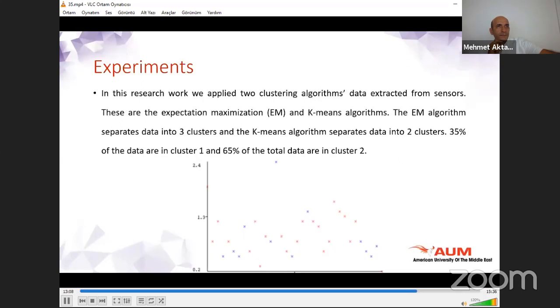The next part in the data processing phase was to cluster these extracted data. In order to cluster the data, we used expectation maximization and the k-means algorithm. In this, k-means gives better results compared with the other. The k-means algorithm separates data into two clusters: 35% of the data are in cluster one, whereas 65% of the total data are in cluster two. And this is how the distribution of data is shown in this picture in two clusters.